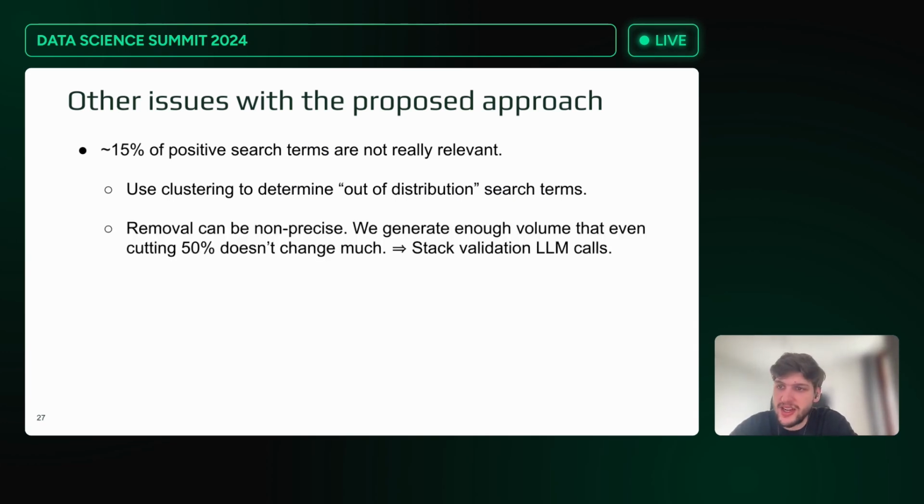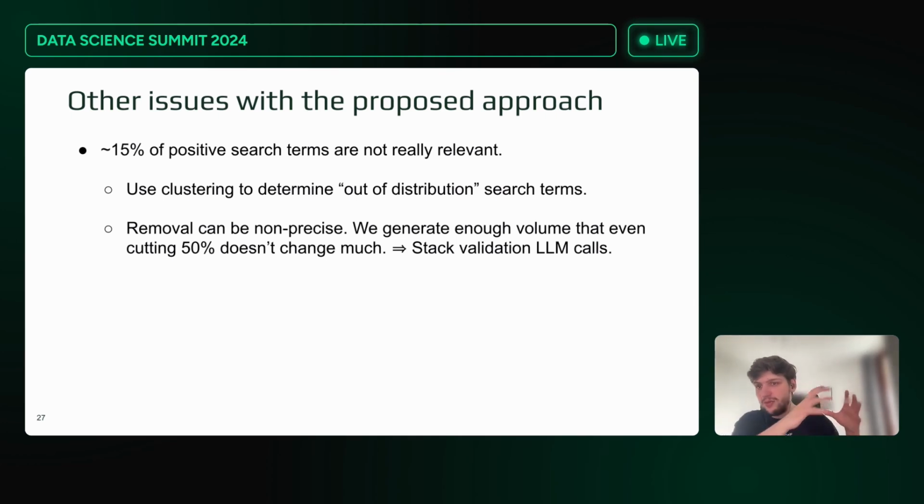And then the second insight is that because we are generating these search terms synthetically, the removal of them and filtering, so removing this 15% of noise, can be very imprecise, right? We generate enough volume of search terms that even if we cut off half of the search terms, 50%, to reduce this 15% noise, we still have plenty. We can always rerun the whole synthetic data generation pipeline, increase the temperature of the LLM, rerun again, you get slightly different search terms, and you can always filter and filter and filter them, right?